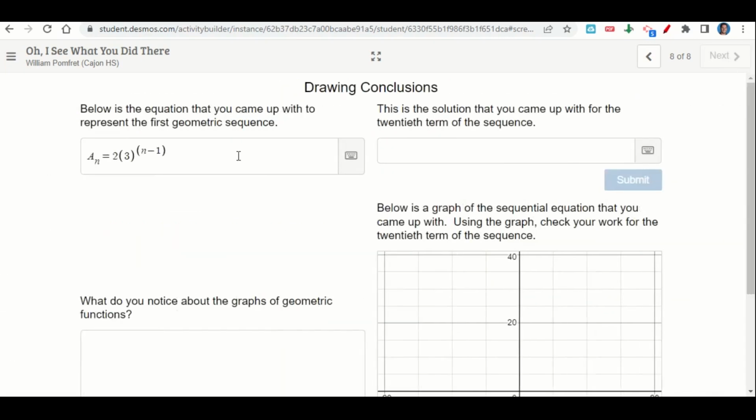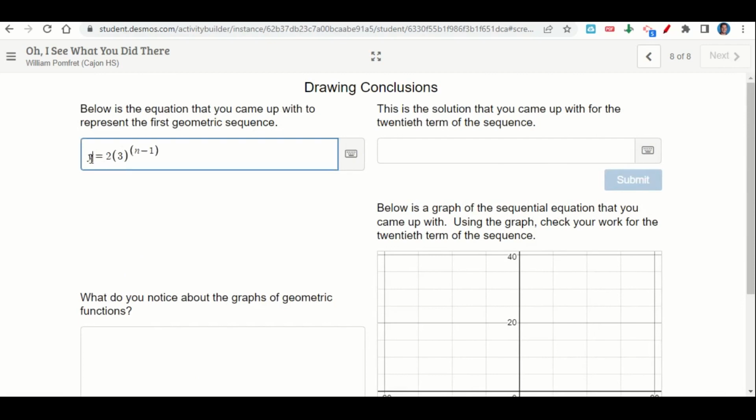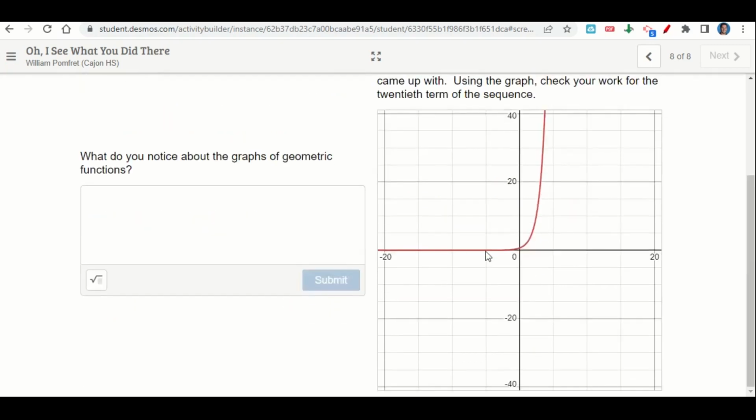Then I click Next. This time it gives me an equation that I came up with. So I'm going to put this as y and this is x, just like before. It says that my 20th term should show up here. Well, we didn't actually do that one together, so it's not showing up. But once you find the 20th term for that first sequence, it'll show up here. And then notice it creates a graph. And it asks, what do you notice about the graph of the geometric function? Well, you should notice that it's an exponential function. So you'll go ahead and put that into words.